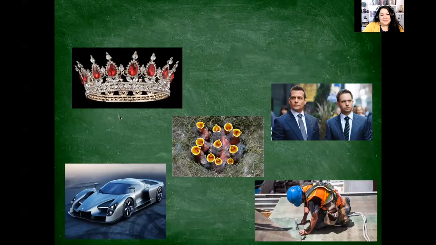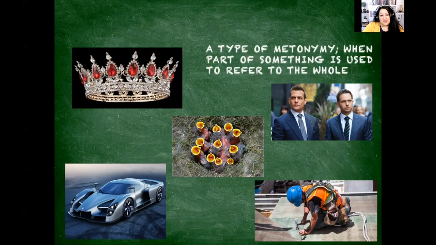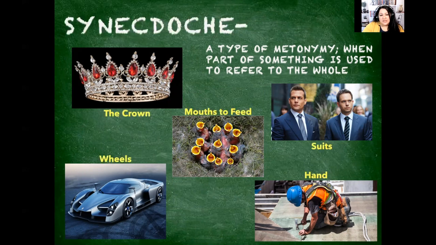I love this one too. A type of metonymy. Okay. When part of something is used to refer to the whole. Okay. Anybody know? This is called synecdoche. Synecdoche. Okay. Synecdoche is when part of something is used to refer to the whole.